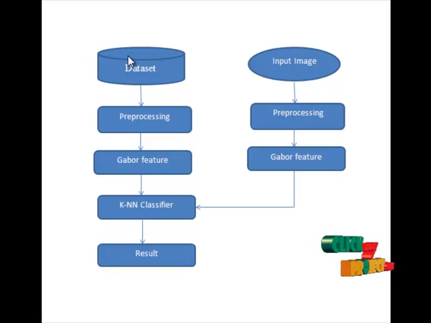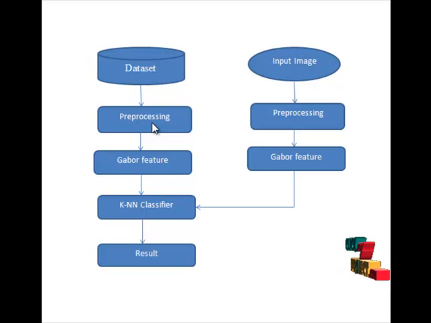This is the flow of our process. It has two stages. The first one is the training stage and the second one is the testing stage. In the training stage, we give the whole database of images. The whole database images pass through the pre-processing step. In this stage, we are filtering the noise from the image.